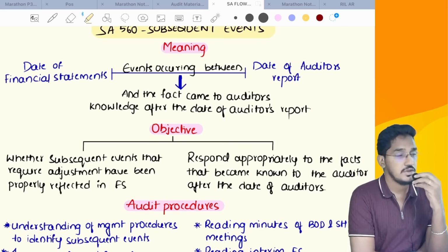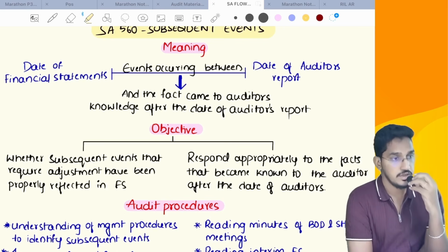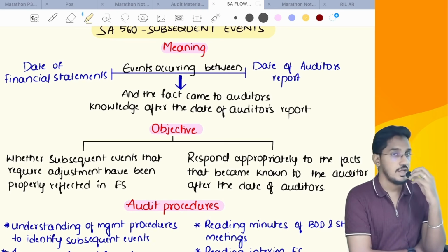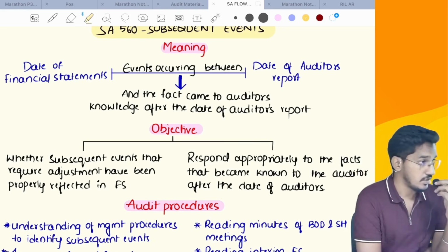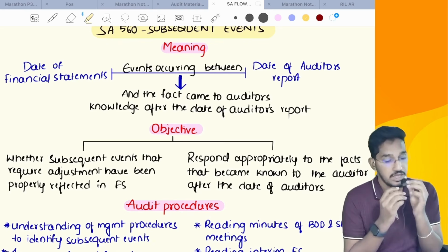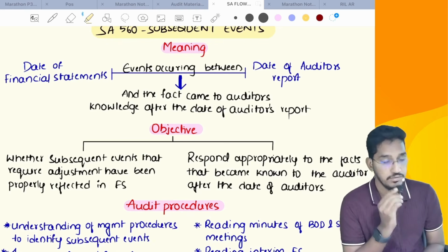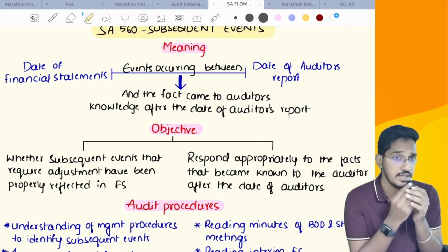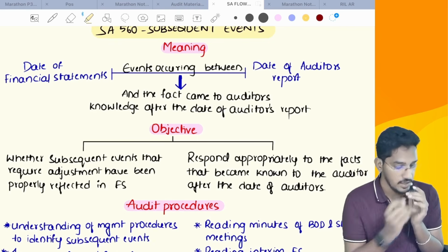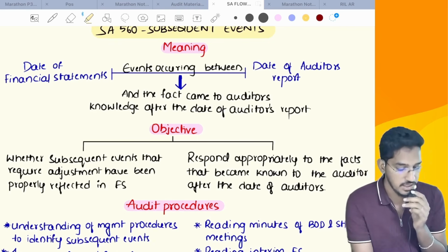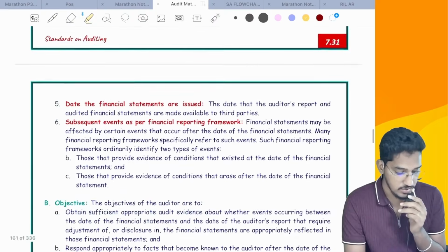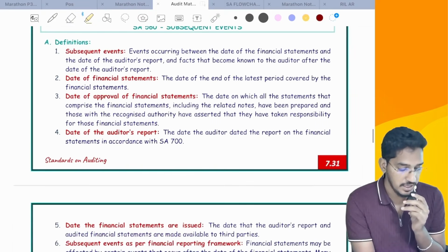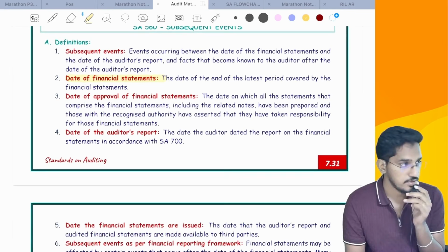So if the auditor comes across any subsequent events, what is he supposed to do? We know the meaning of subsequent events as per accounting standard, but that is not the meaning of subsequent event as per standards on audit. The term subsequent event has been defined under standards on auditing in a different manner. So what is that meaning of subsequent events? But before we see that, we need to understand a few dates. Number one, date of financial statements. What do you mean by date of financial statements?